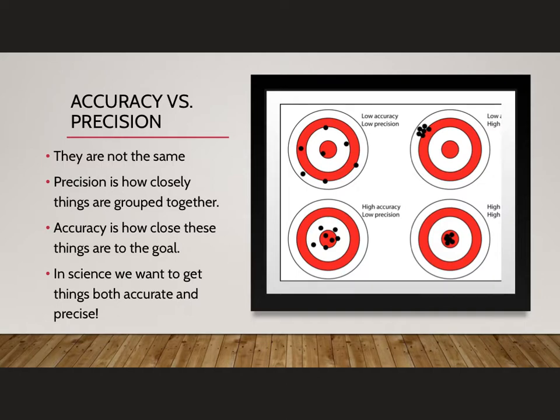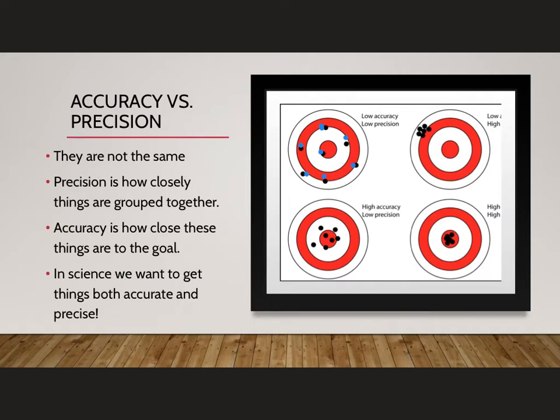Now, you can fail and get them neither. So this is low accuracy and low precision because, as you can see, they don't really get close to the bullseye, even though they do hit it once. The vast majority of the time, they hit way off of it, and none of them are grouped well together. That's considered very poor by anybody's standards.